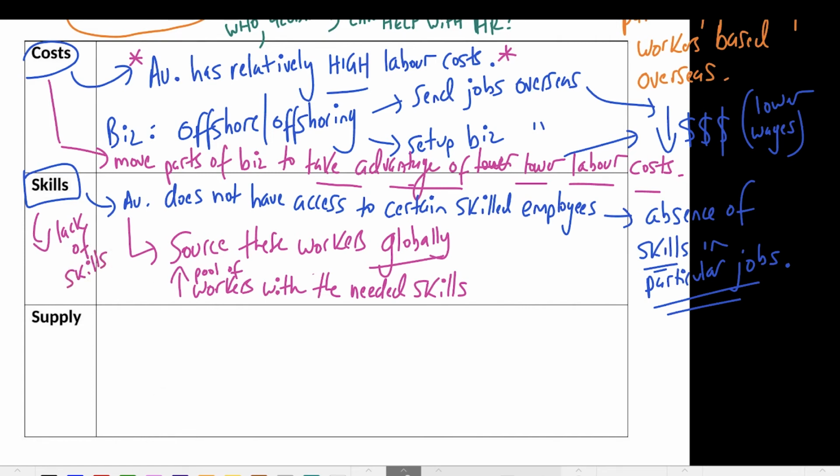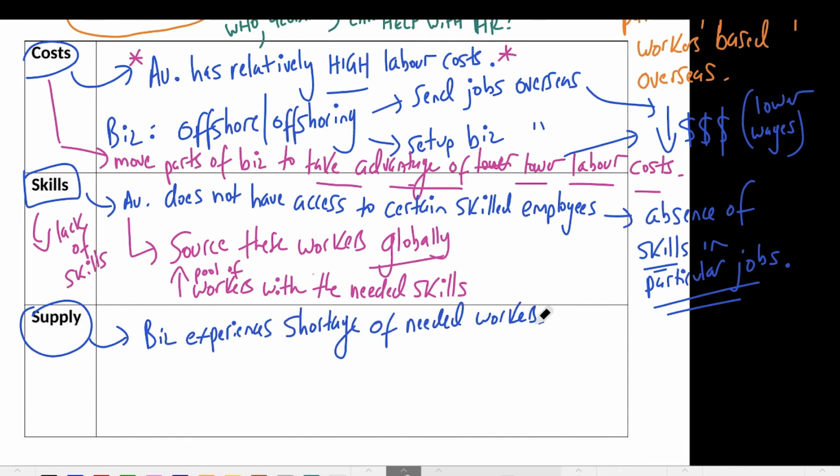In terms of supply, we're talking about the numbers, right? So maybe Australia or businesses are experiencing a shortage of workers. In this case, the demand for workers would exceed the supply. This would create a situation of a shortage in terms of not being able to find the necessary number of workers.